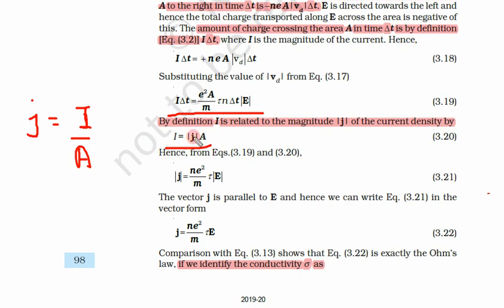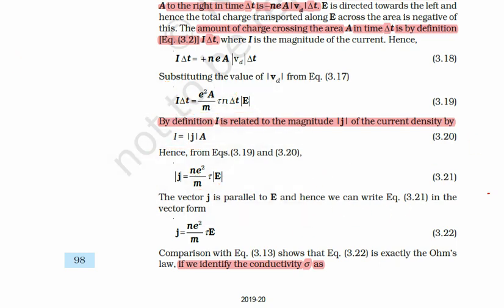Here again we have taken the mod. Putting this into the equation, I is equal to J A and this delta t. In this equation, delta t cancels out and A also cancels out. So what is remaining? Mod of J is equal to n E squared upon m tau E. So this is the remaining current density.